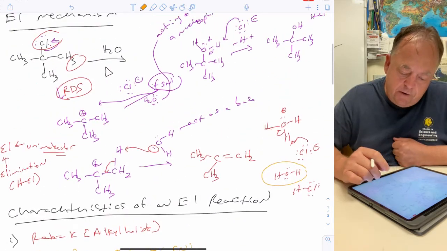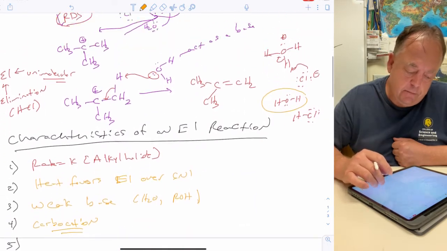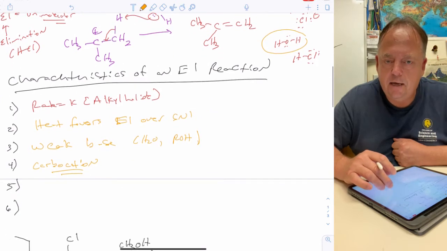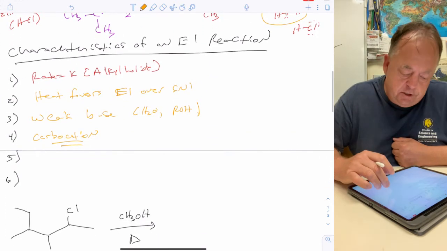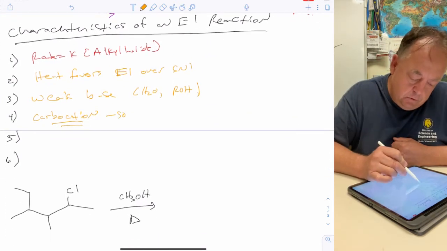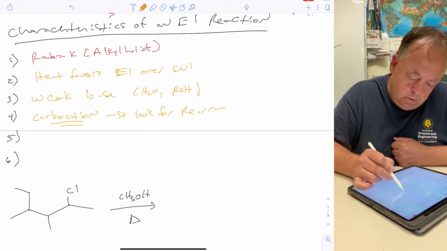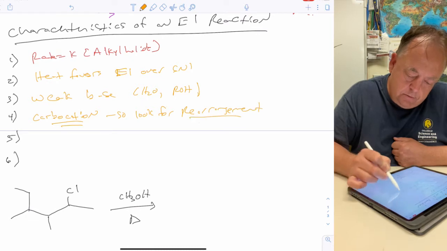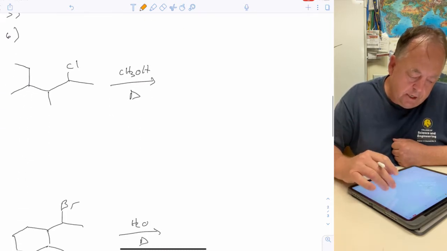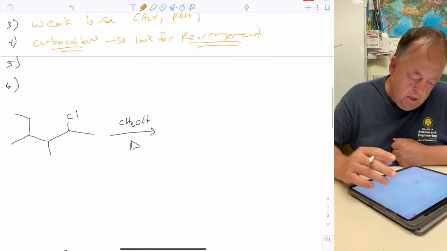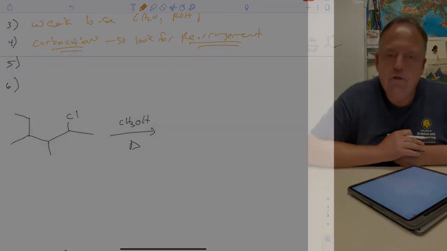So what do you have to know about carbocations? You have to remember that every single time you make a carbocation, you have to watch out for rearrangement. And we'll work some examples to try to illustrate that. So let's take this example as an illustration.